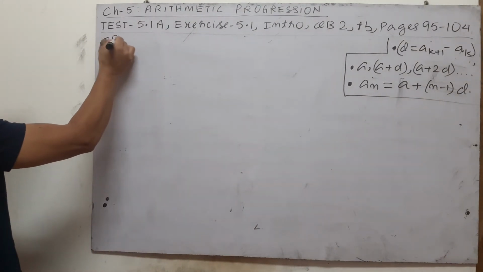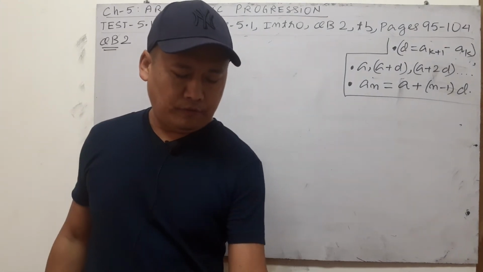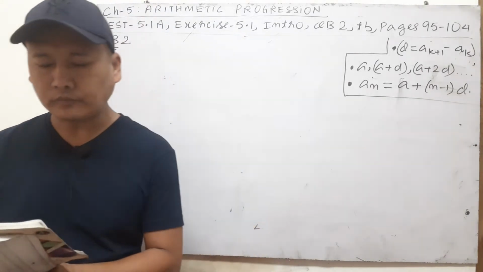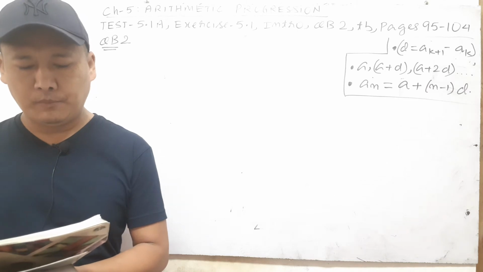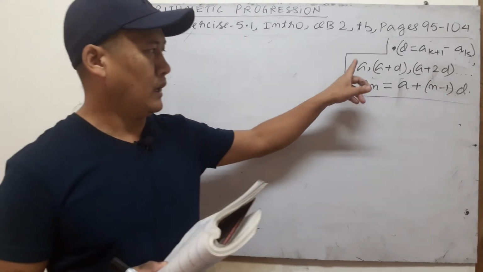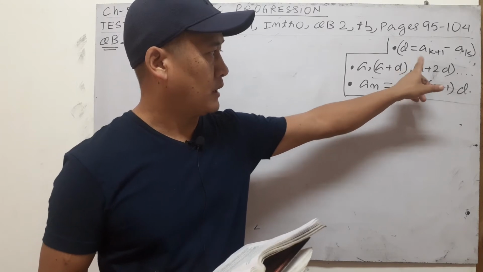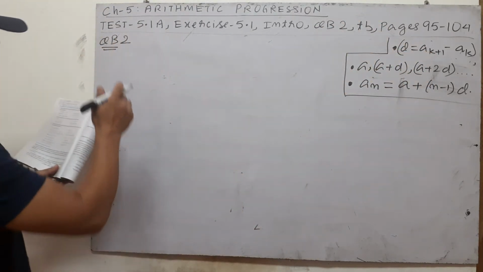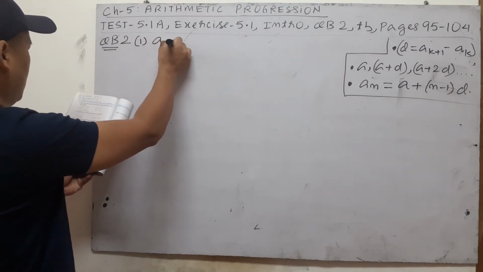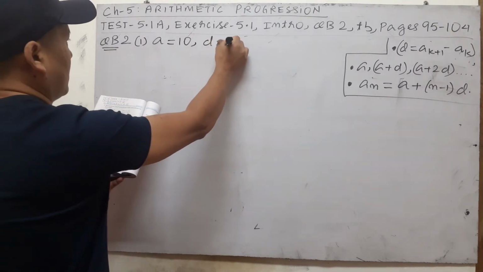Let's start with question B2. Go very slowly because we're beginning the chapter. So page 104. Write the 4 terms of the AP when the first term a and common difference are given. We write the AP by using the second formula: a, second term a plus d, a plus 2d. So here, subheading 1, a is given as 10 and d is given as 10.